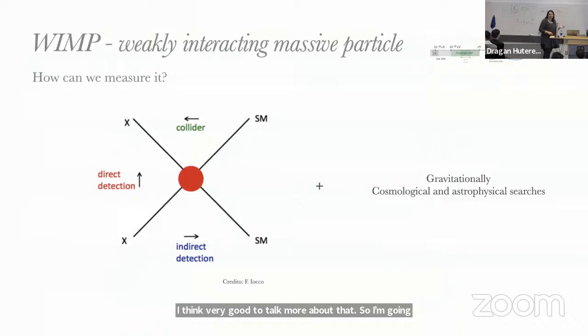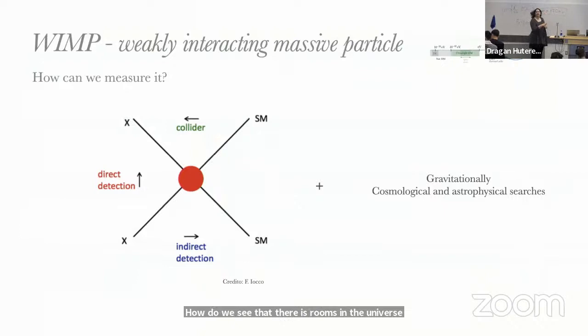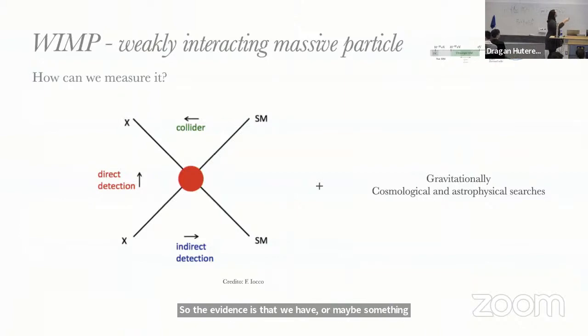And how do we measure it? How do we see that there is WIMP in the universe? Again, this type of diagram is wrong, right? It doesn't have to be a 2x2 collision, it's just to illustrate. So dark matter can interact with the standard model. As we just saw, it has the weak interaction, so it can interact with the standard model and can interact gravitationally. And then you can try to measure it gravitationally, which is the evidence that we have, or through collider experiments, direct detection or indirect detection.